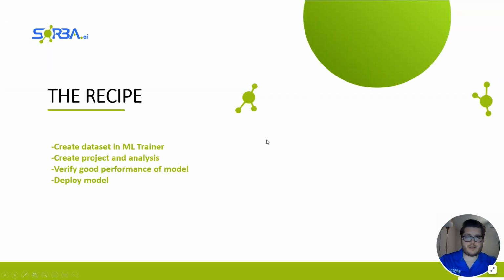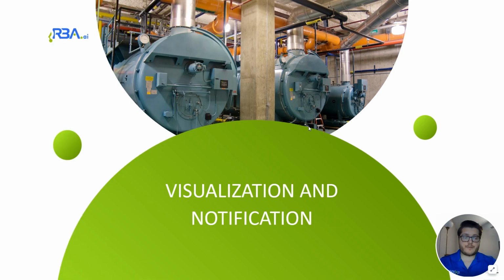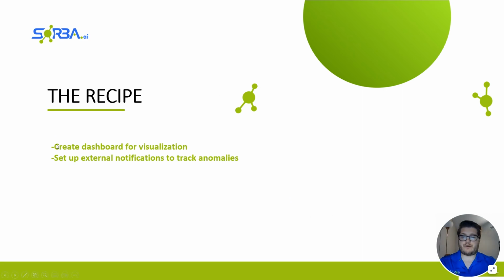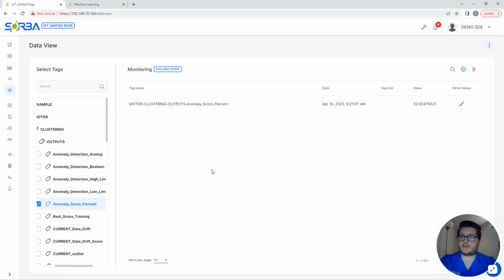And with that, we have completed the model creation stage of our project. From here, we can move on to our final step, which is visualization of our data and notification. For this, we need to create a dashboard to visualize our data, and we can also set up external notifications in order to track anomalies outside of Sorba. So, back to our SDE here.